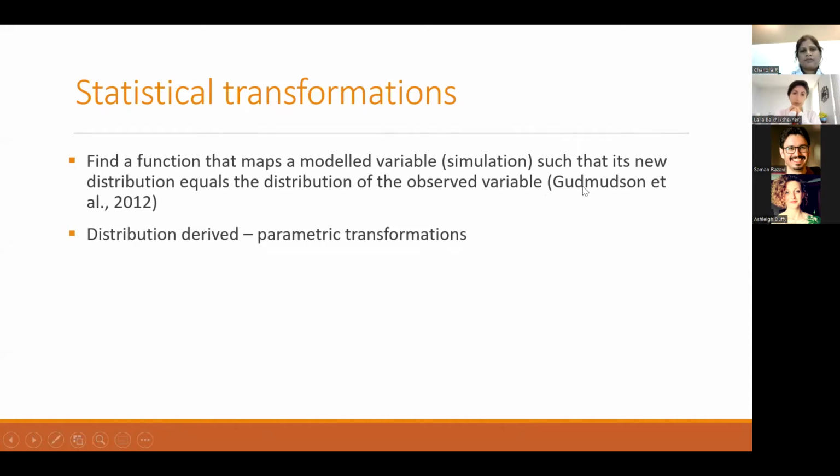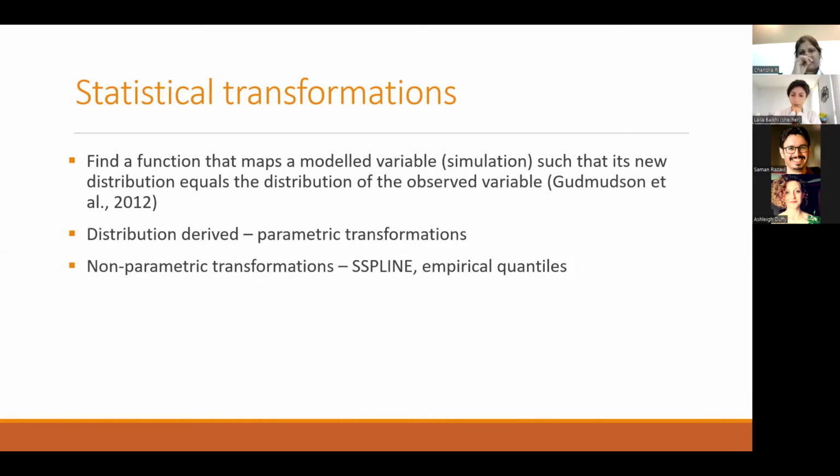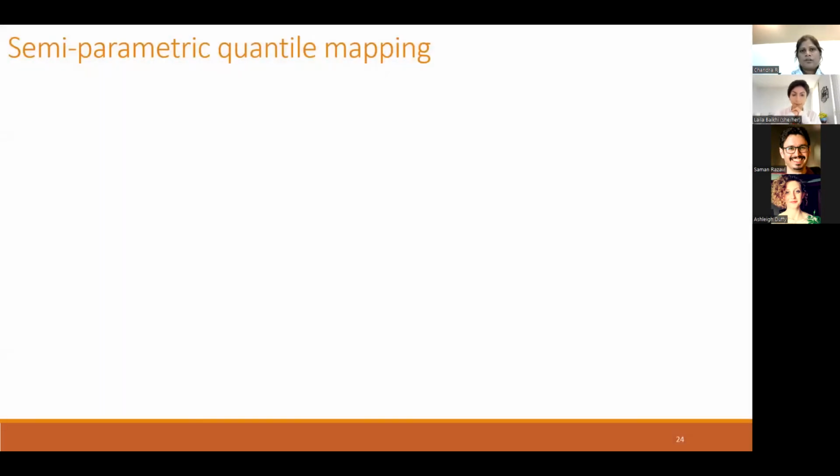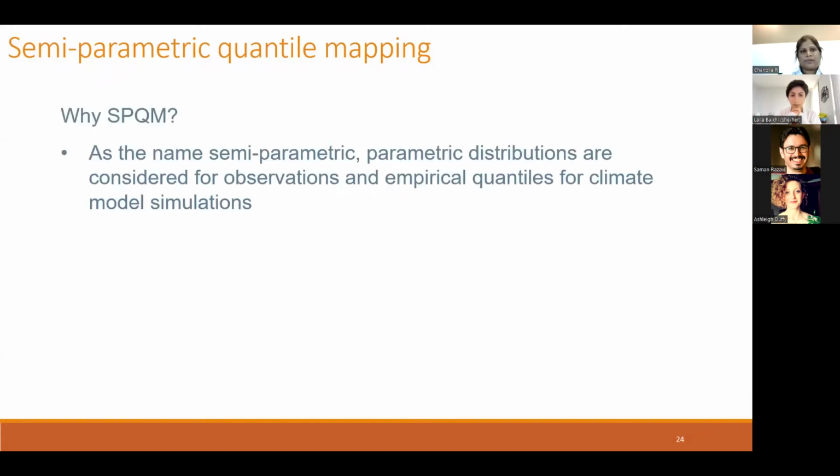And there are several parametric transformations, as well as non-parametric transformations such as the empirical quantiles, and then there is also this popular SSP line. So basically a line is fit to the empirical quantiles, and then we try to match the lines from the observations to the model simulations. I'll get back to the semi-parametric quantile mapping method in detail, and then explain why we need this SPQM.